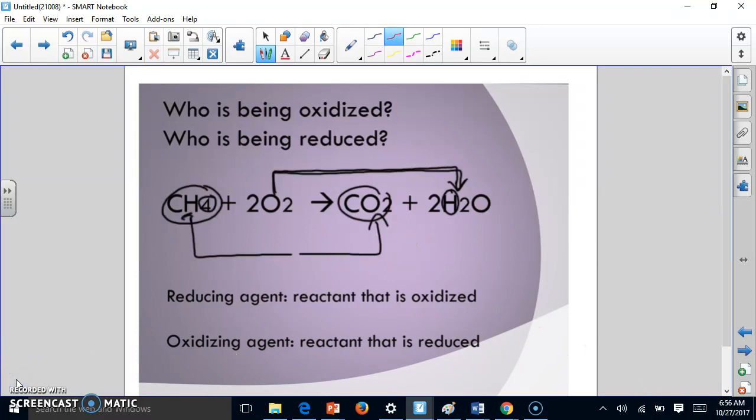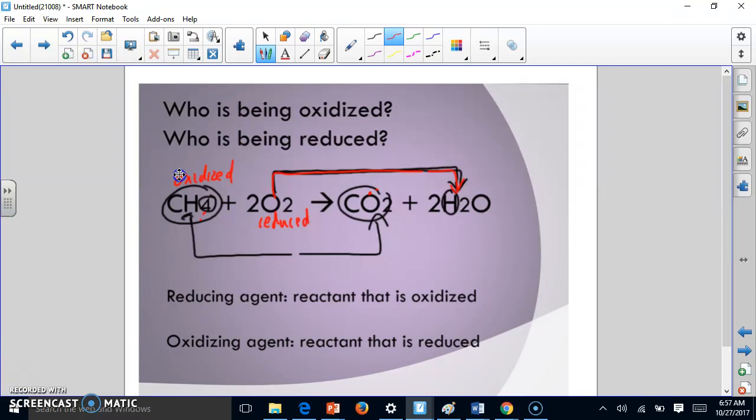So just to summarize, methane, this guy here, was oxidized because it lost all its hydrogens. It became carbon dioxide, this guy here, which has no more hydrogens. And then oxygen, this was what was reduced. And it was reduced to, over here, water, because it took the hydrogens from methane.